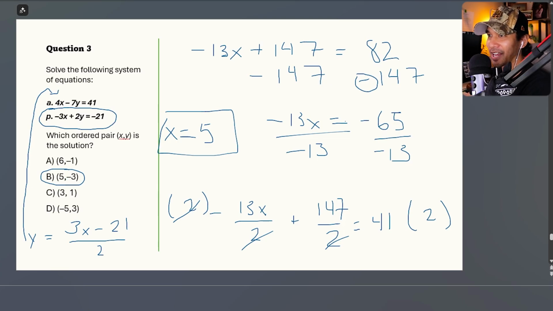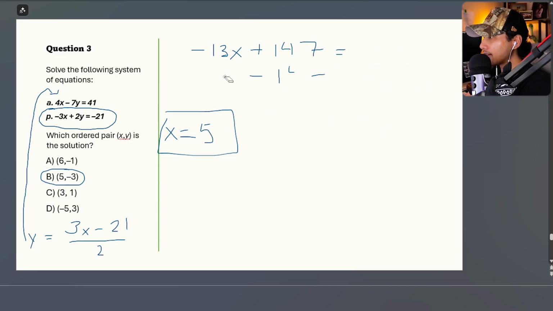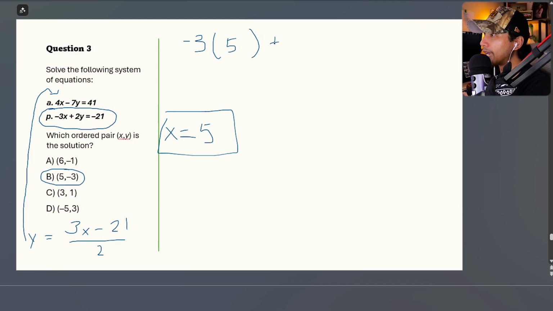Okay, but for the sake of this video, let's go ahead and plug that 5 into any one of the equations to get the second variable in the ordered pair. So let me just plug in x equaling 5. I'm going to plug it into P, because everyone would have chosen the first one, but not me. I will choose the second one to give it some love.